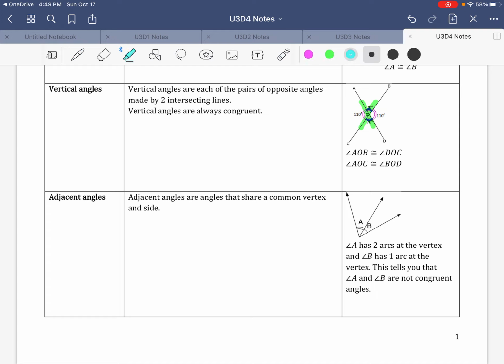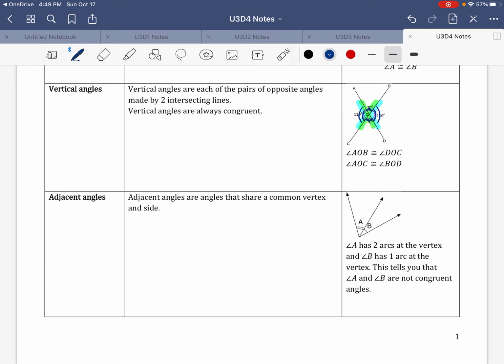Similarly, we can say that angle AOC is congruent to BOD. And then those two 110-degree angles are also congruent. What you will also see is that the 70-degree angles only have one arc, and the 110-degree angles have two arcs. Those are used to differentiate, and it pretty much tells you that 70 degrees is not congruent to 110 degrees.